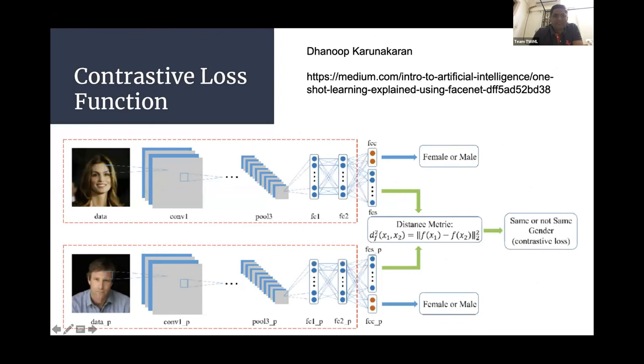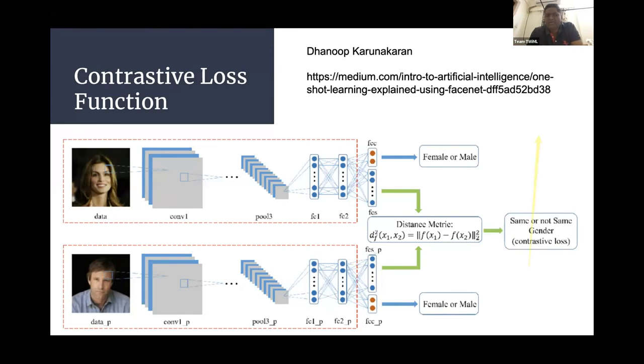Okay, so what does this do? As I said, you feed two images, at a very basic minimum two different types of images, into the network. It measures the Euclidean distance between these two images in terms of the outputs, and based on that, it is able to identify whether these two images are similar or not. In this case, it identifies whether the two images are of the same gender or not. So that's what it's coming to.